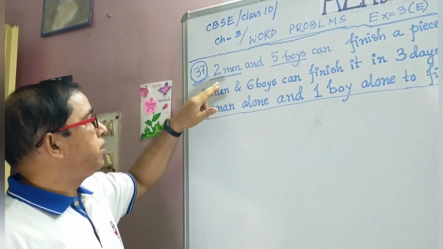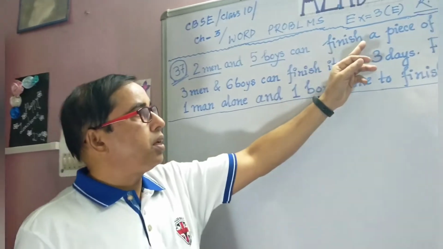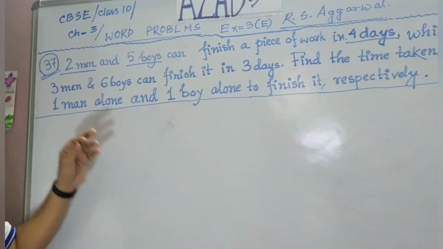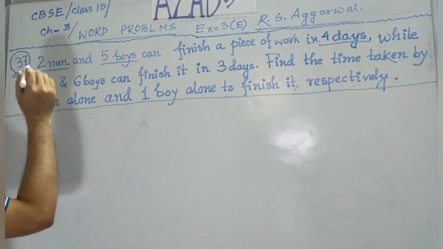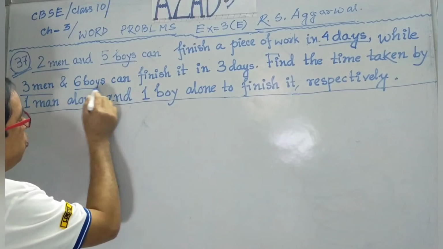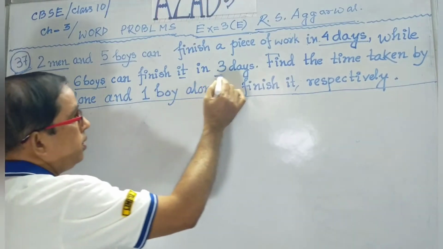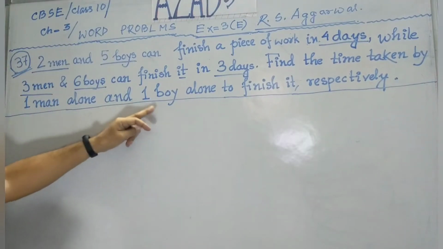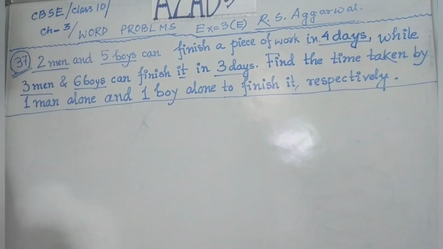Here the problem is: 2 men and 5 boys can finish a piece of work in 4 days, while 3 men and 6 boys can finish that work in 3 days. Find the time taken by 1 man alone and 1 boy alone to finish it respectively.